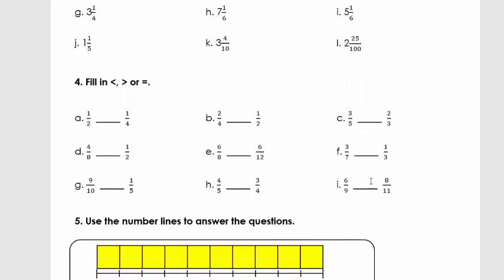Number 4 is a very important activity because later on, if you keep on using the fraction board, this will later come automatically to you. So what you need to do is find and see which is greater. So in this case, 1/2 is bigger than 1/4.